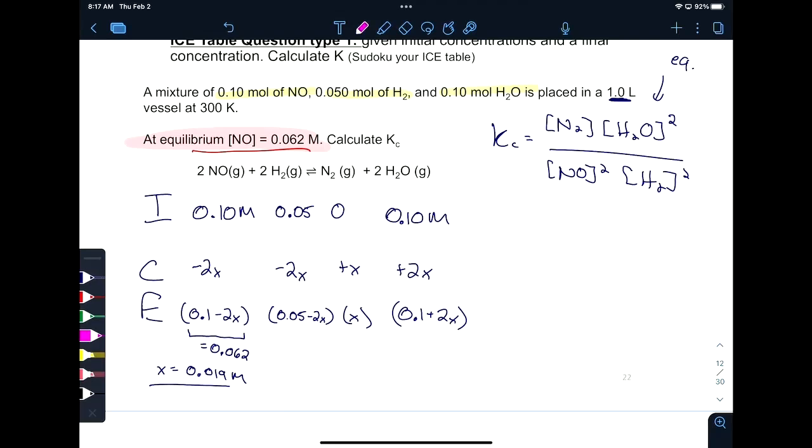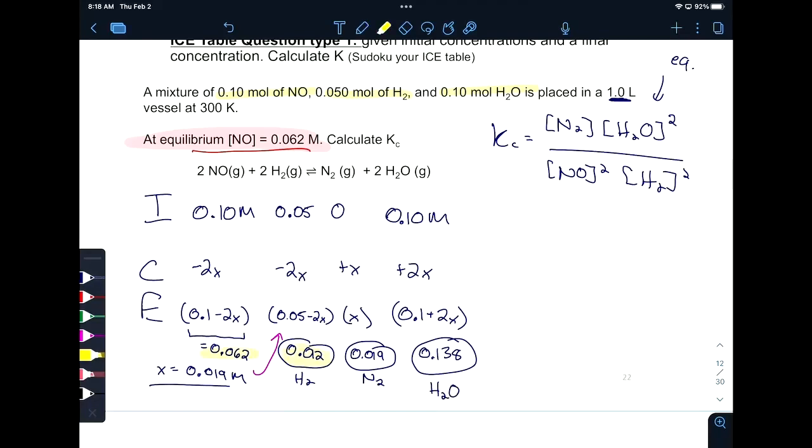And so when you plug that value into the rest of the equilibrium line, you see that at equilibrium, hydrogen is equal to something like 0.012. Okay, so that's hydrogen. Nitrogen is just x, so it's 0.019. So that's nitrogen gas. And then you do the expression for water, and you see we gained a little bit, so 0.138. Sorry, I'm ignoring sig figs. I'm doing a lot of writing right now. So H2O, there we go. So those are all of the concentrations I need for my K expression.